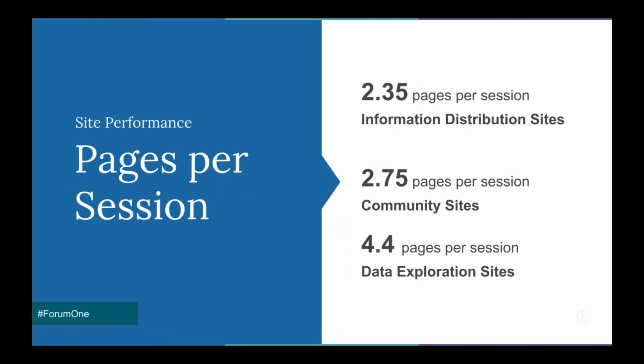We kind of used this example earlier: pages per session for information distribution sites are around 2.35, community sites 2.75 pages per session, and then data exploration sites being around 4.4 pages. So you can see that these are all averages of a wide range of different types of sites and how much they vary. It's funny because you might not think that 2.35 versus 2.75 pages per session is a big difference, but I would say it's a pretty substantial one.